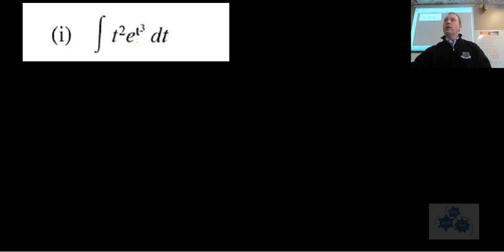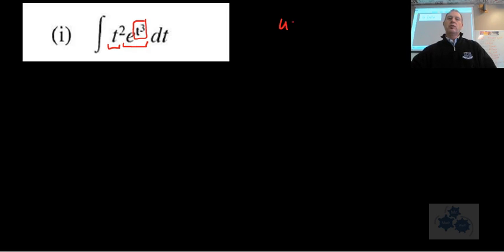Okay, so when we're solving this, so we're integrating this, what we want to look for is, do we have the derivative of what would be the inner function in the chain rule? Do we have the derivative show up? And so this is e to the power of t cubed, right? So the inner function appears to be this t cubed, right? The outer function would be an e. This seems to be a second function, but the inner function is t cubed.